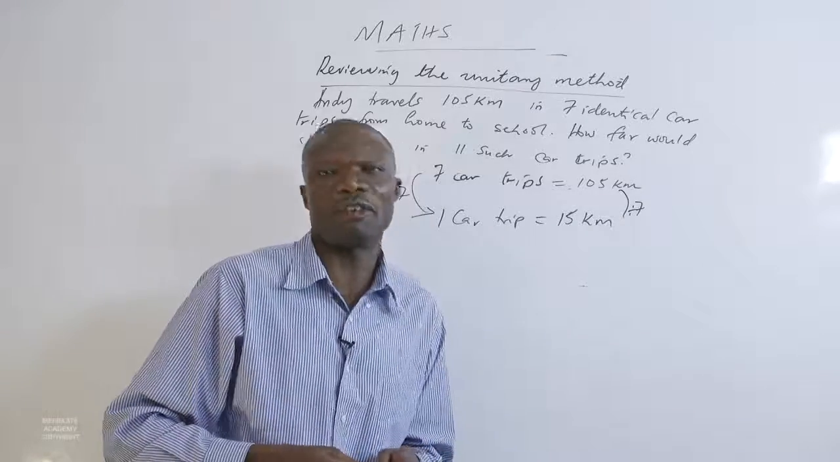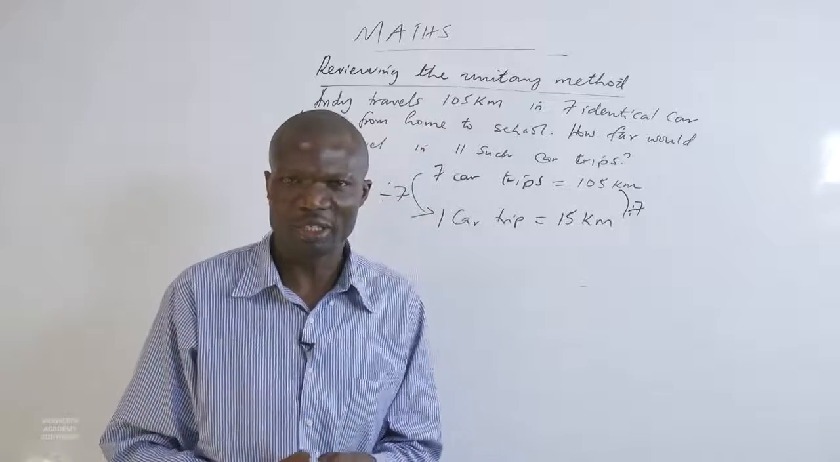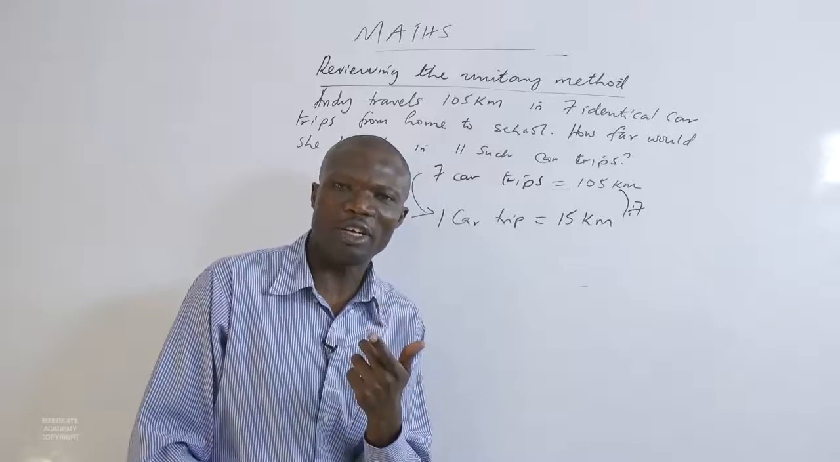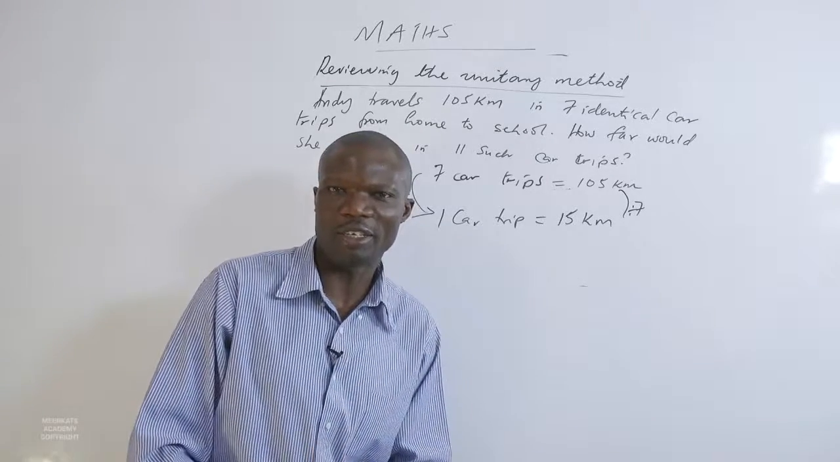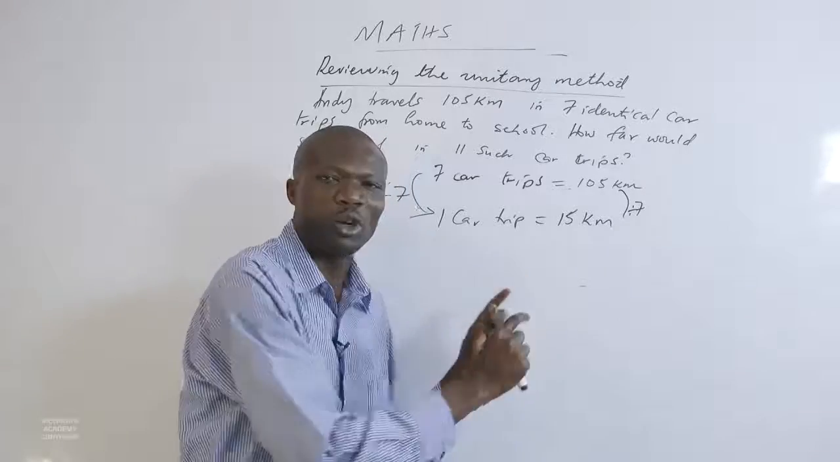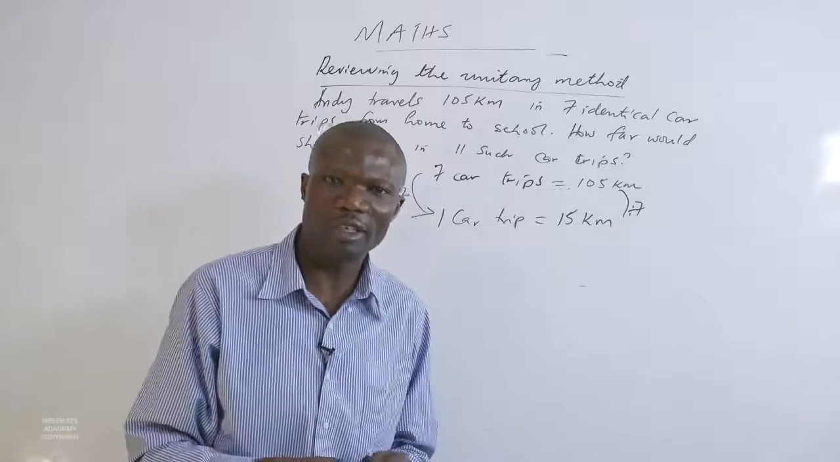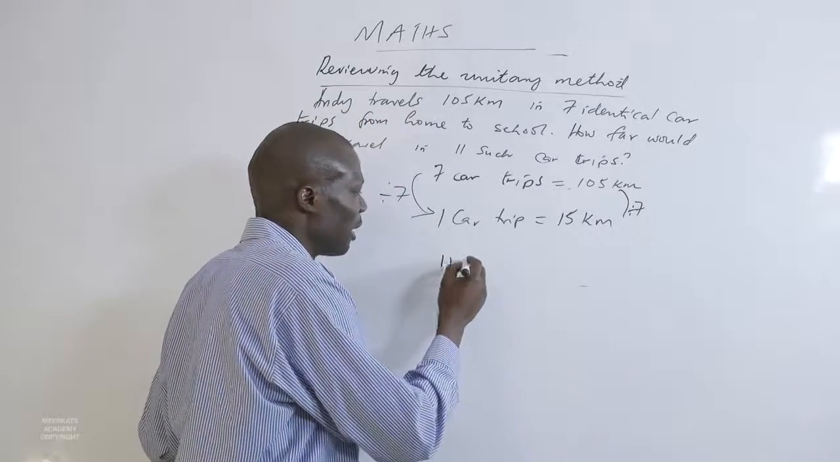So we have it that one car trip is 15 kilometers. Then the question is asking us for 11 car trips, surely. Is it a difficult question? Once you have one car trip, can you be able to get the distance for 11 car trips? Yes, 11 car trips.